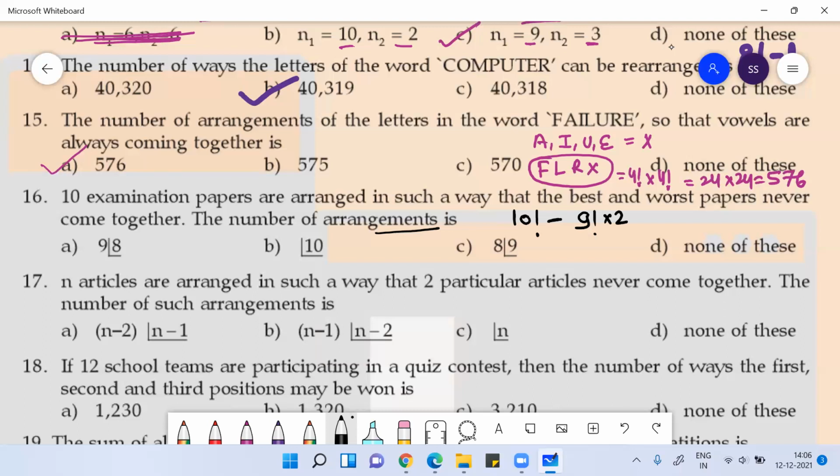Anyone, any doubt? 10 factorial you can write as 10 into 9 factorial. This is 2 into 9 factorial. If you take 9 factorial common, that is 10 minus 2, which means 8. So that is 8 into 9 factorial. So the answer is 8 into 9 factorial, option C.